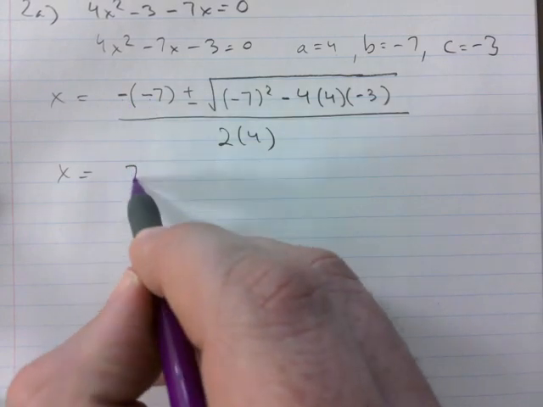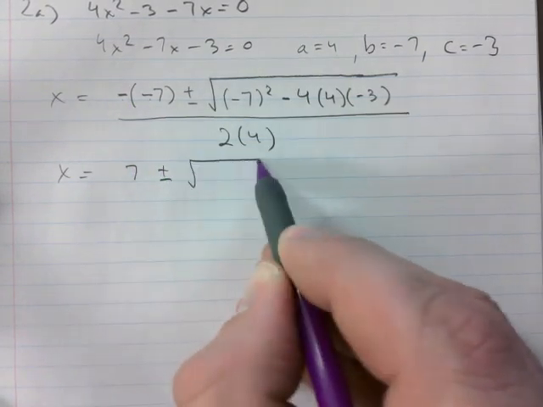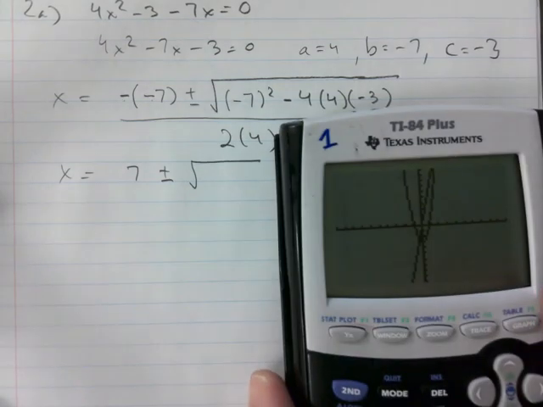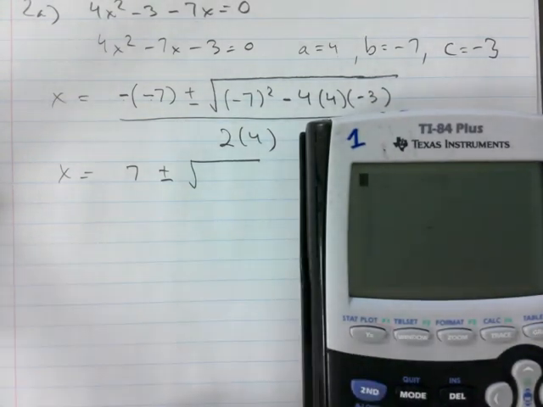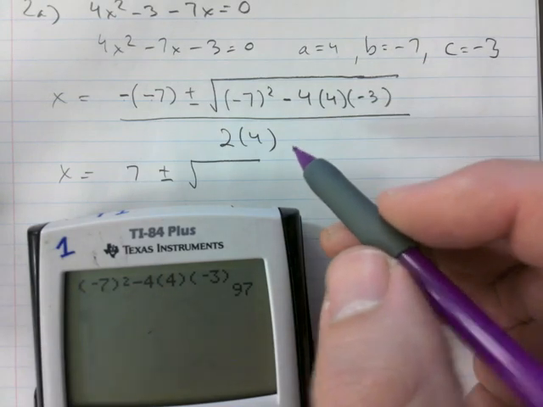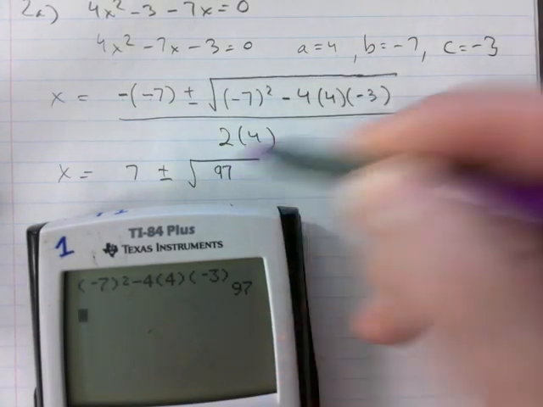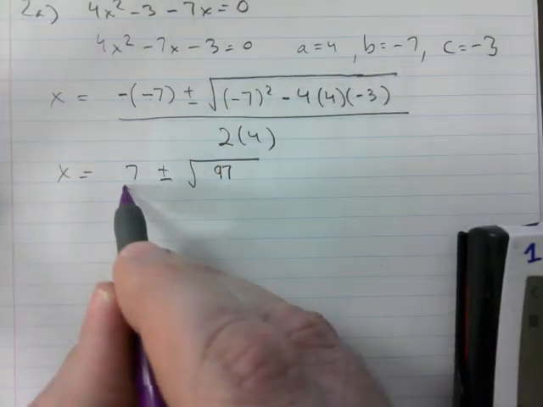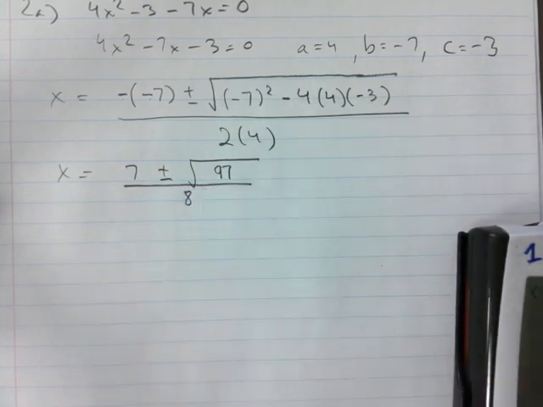Negative and negative is positive, plus or minus. I will actually show you how I do that one. Right, so you would go negative 7, you square that, minus 4 times 4 times, you got to watch out for the negative 3. If you use minus, it's going to give you a syntax error or something like that, and you get 97. Okay, so then if you got 97, you're pretty much there.